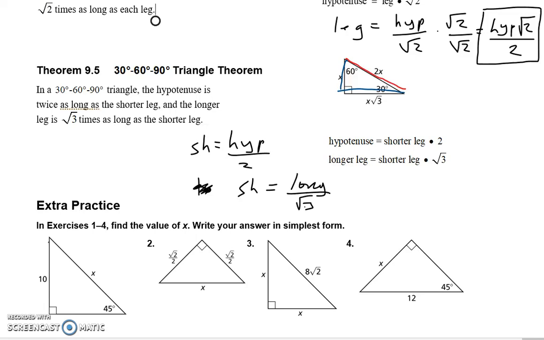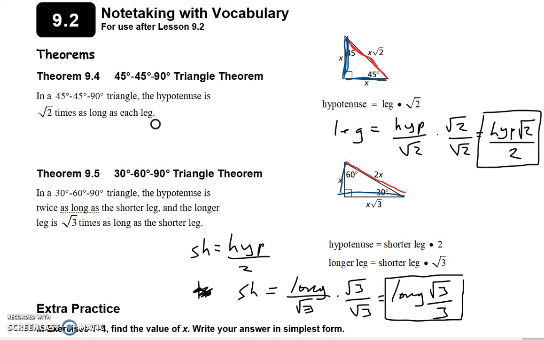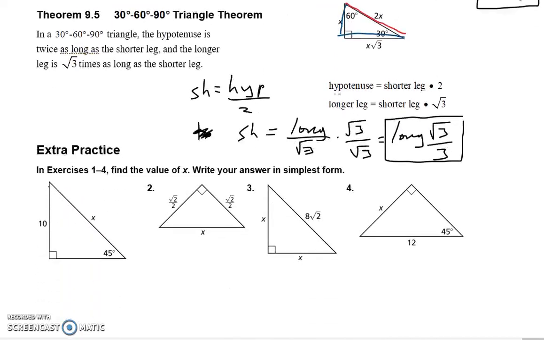But then you can't keep a square root in the denominator, so you multiply this by square root of 3 over square root of 3. So the short leg, you can also say it's the long leg times square root of 3 divided by 3. So that's another formula. So here you have the additional formulas for the leg and also for the short side.